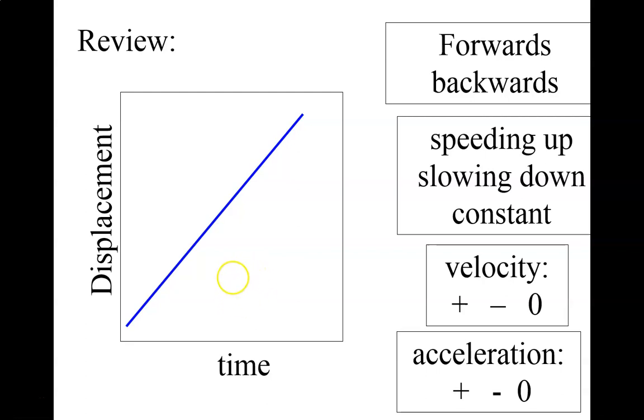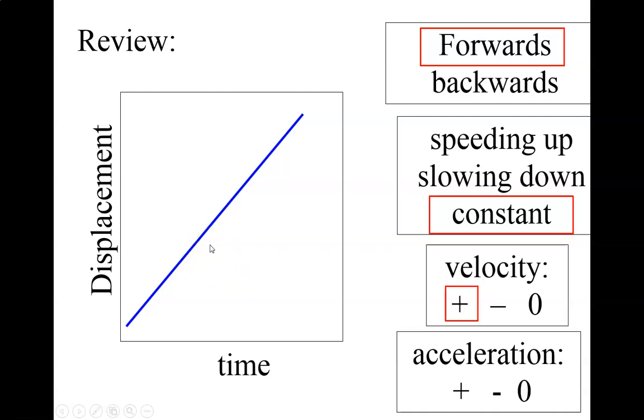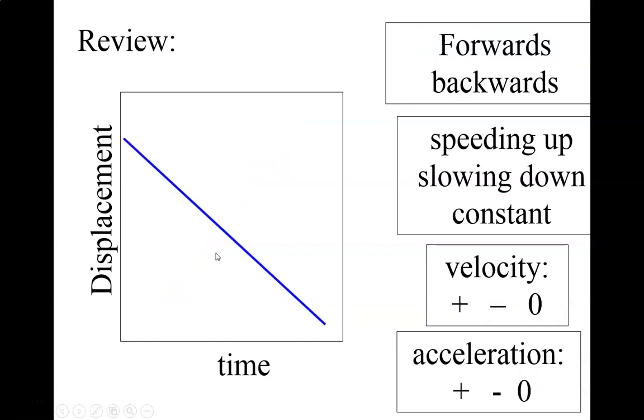So, it's moving forwards because the slope is positive. It's sloped upwards, so it's moving forward. The slope is positive. It is moving at a constant speed because the line is straight. The velocity is positive because it's moving forwards, and the acceleration is 0 because it's moving at a constant velocity. All right, let's try another one.